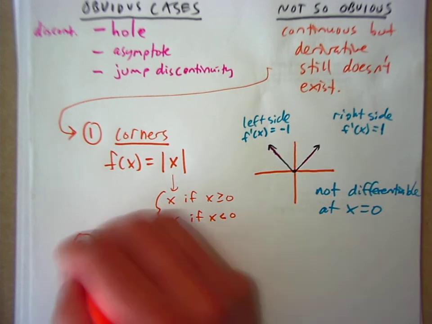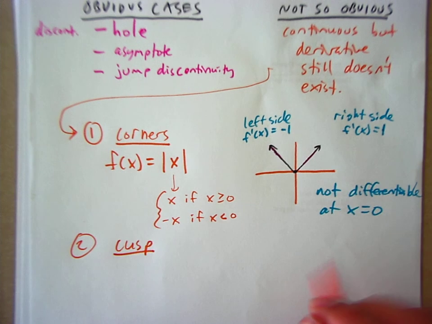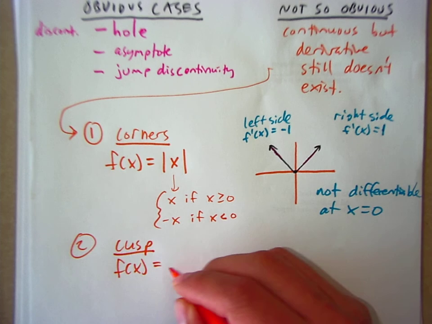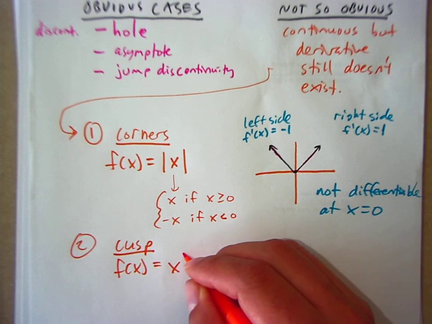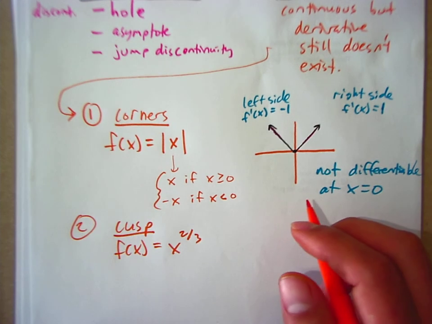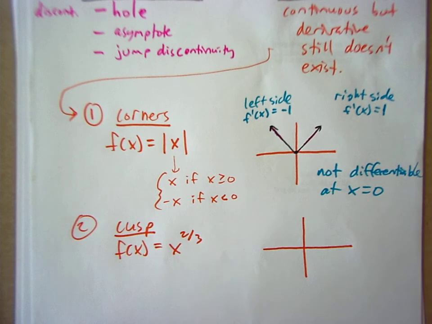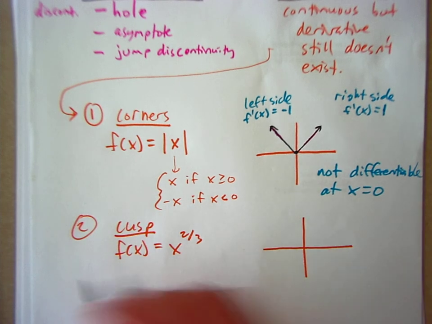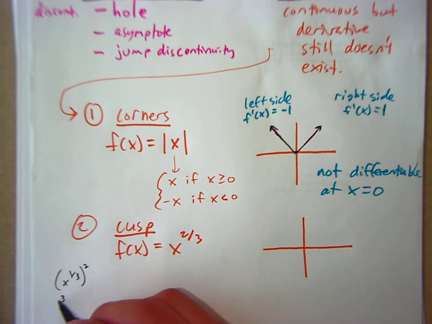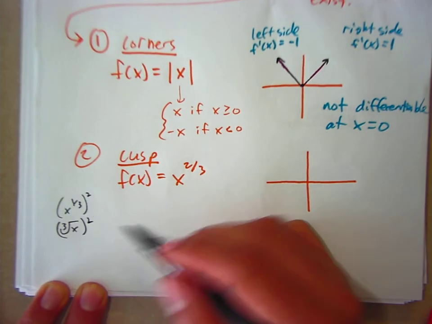Second case is actually similar to this one. We call them a cusp. The argument is going to be pretty much the same, and so you may not be familiar with the x to the 2/3 graph, but think of this as x to the 1/3 squared, or in other words, cube root of x squared. Lots of different ways to think about this graph.